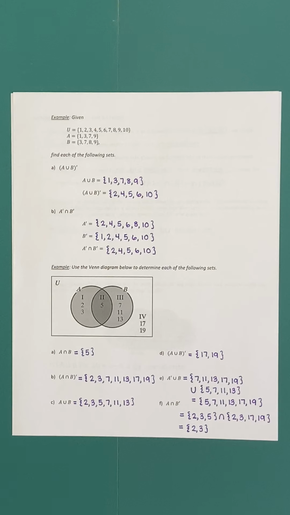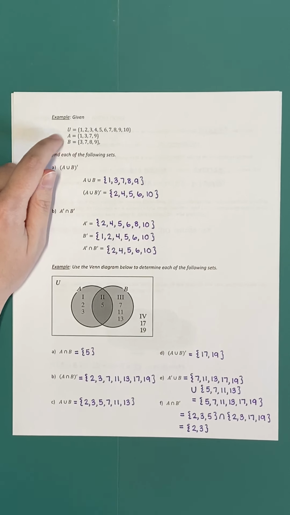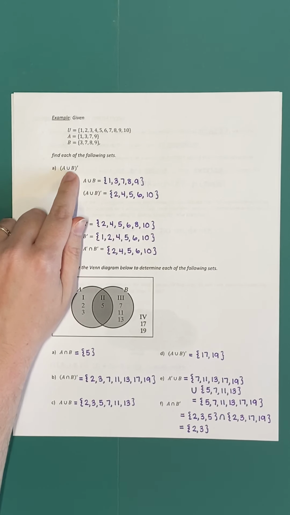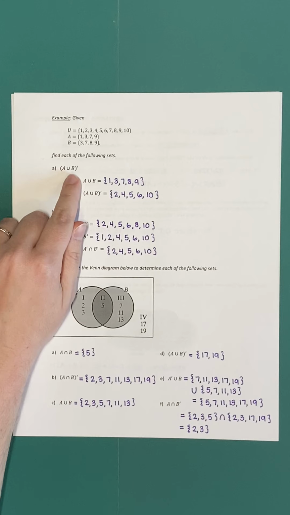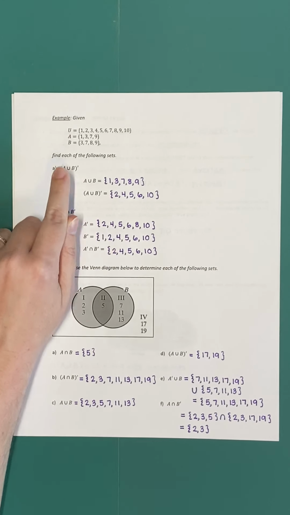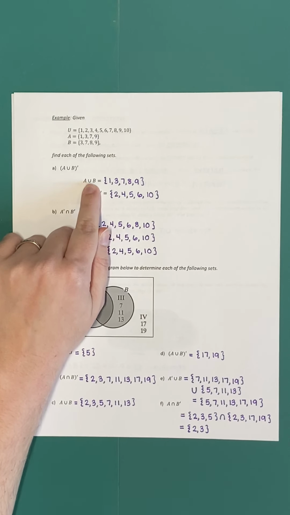So let's look at the 2 operations that we had described on the previous page with these specific sets. Our universal set is all the natural numbers from 1 to 10. A is going to be 1, 3, 7, and 9. And then B is going to be 3, 7, 8, and 9. So the first set we want to find is going to be (A union B) complement. Now we know we have to start inside parentheses, so the first thing we're going to have to do is take that union of A and B.